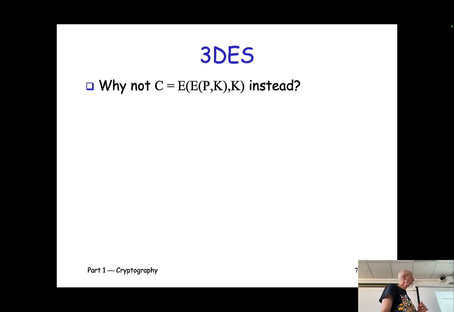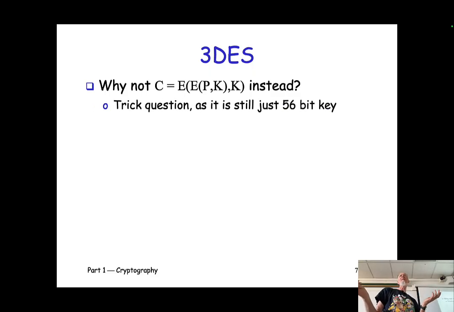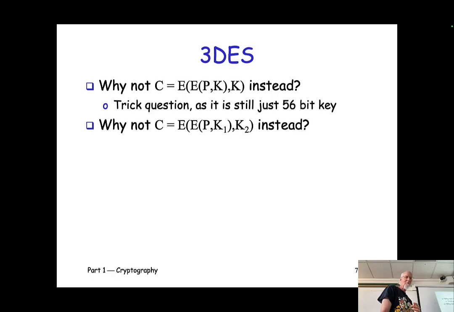Well, okay, why don't we do something like this? Just encrypt twice with the same key. Okay, that would be stupid because that's just a 56-bit exhaustive search, right? Because that doesn't solve the problem, so that's not good. Why not this? Why that 3rd operation, right? Because if we're only going to use 2 keys, that 3rd operation just slows everything down.